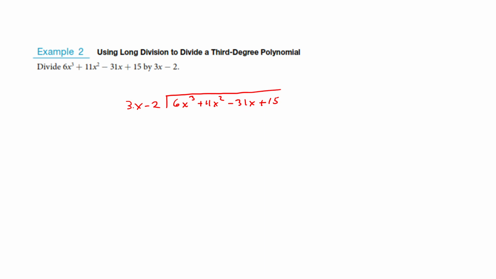Okay, now we're trying to turn this first one, 3x, into 6x to the third. So to do that, we would need 2x squared. So let's check. 2x squared times 3x squared, that's right, 6x to the third. 2x squared times negative 2 is negative 4x squared.